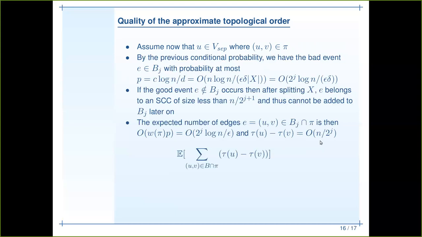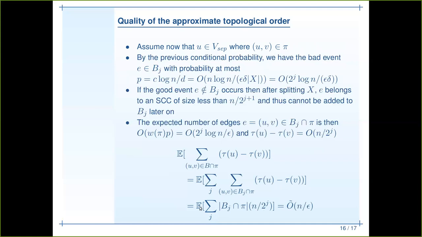And now we can calculate this expectation of the sum over all back edges of the topological order difference. We sum over all j and over all u, v in BJ of this difference. Now this inner sum here is bounded by the size of this set times an upper bound on this difference. But we have an upper bound on this difference here. So I can now rewrite that to the expectation of this sum over j of the size of this set times n over 2 to the j.